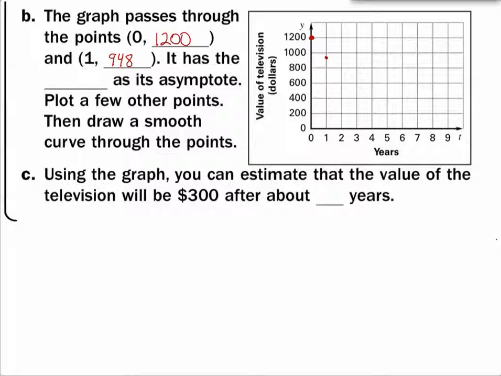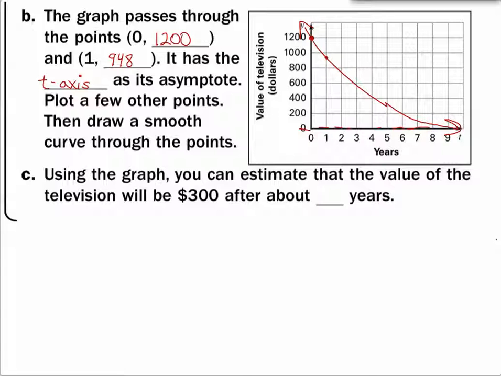There. Alright. It says it has the blank as its asymptote. Now, the asymptote, because this was not moved up or down at all, is still on the axis. The fact that we're starting at 1,200 doesn't have anything to do with anything. Normally it would be the x-axis, but this time the independent variable is called t for time, so it's the t-axis. And it says plot a few other points, then draw a smooth curve through the points. Okay, well, just plot a curve. Boom.